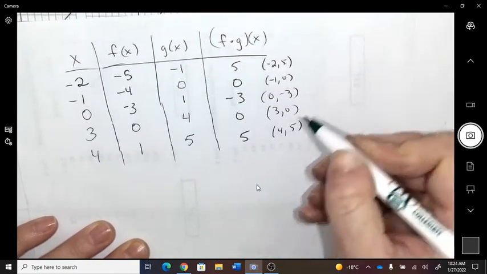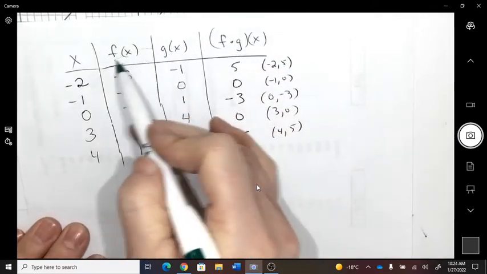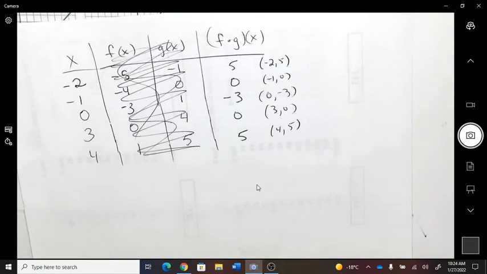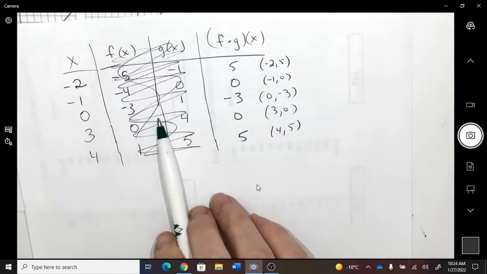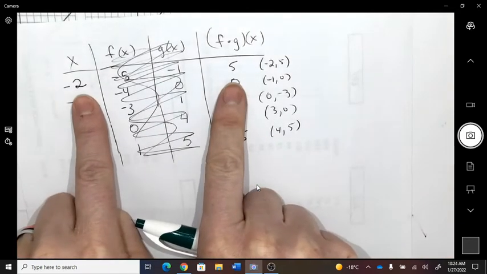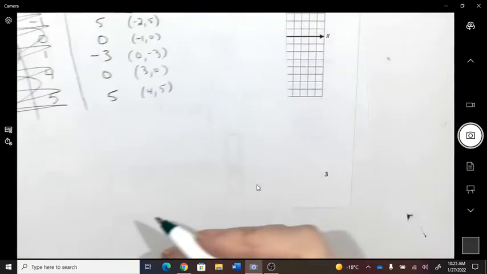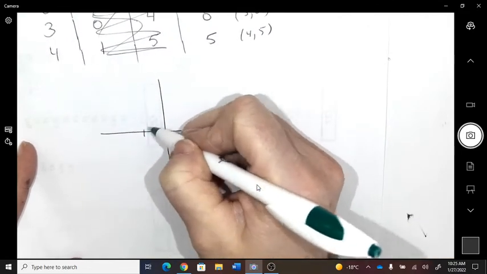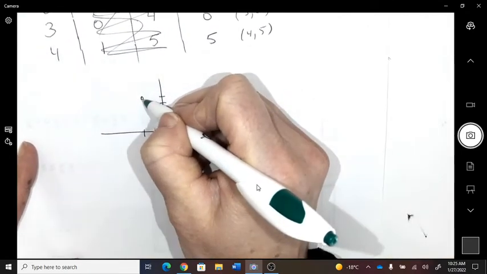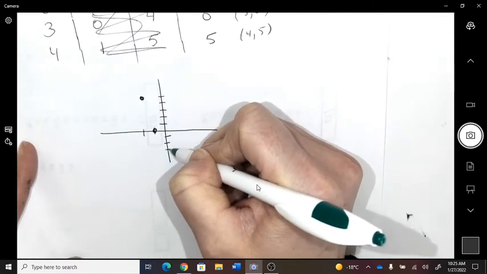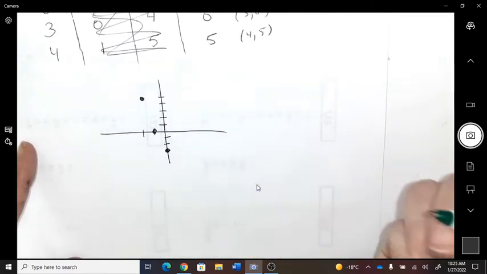Okay, so this is what I'm doing. I'm kind of done with those, right? You don't need to do that, but I'm showing you, like, I'm done with that. I had to use it, but now I'm kind of done with it. So these are my new coordinates. Okay, so I'm going to graph those, and then I'm thinking they're going to make a shape, some kind of connection. So -2, 5. -1, 0. 0, -3.